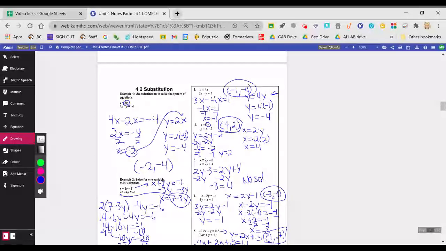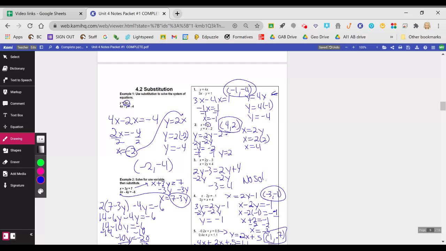Number 2, x equals 2y, so I substituted 2y for x into the y equals x minus 2 equation. I then subtracted 2y, got negative y equals negative 2. Divided by negative 1, y equals 2. I then substituted 2 in for y into the x equals 2y and got x equals 4. So my answer is 4, 2.